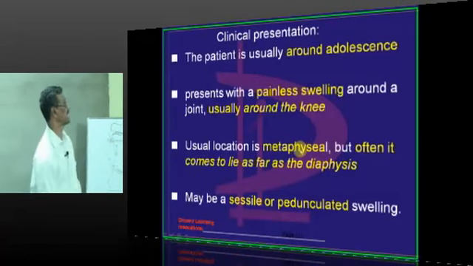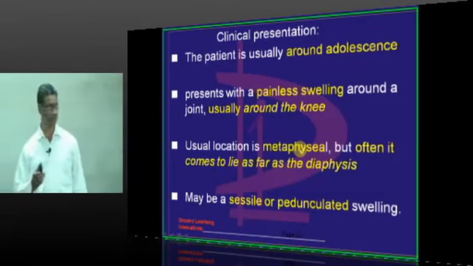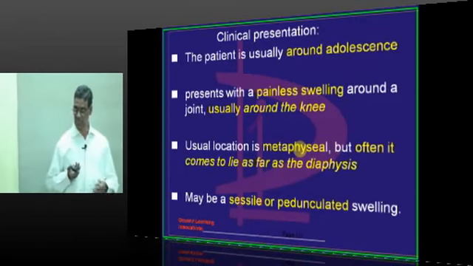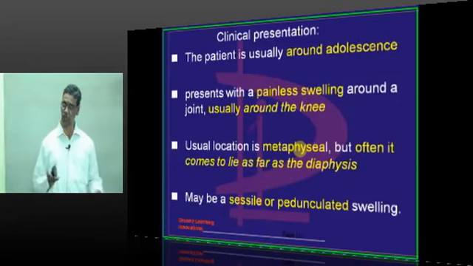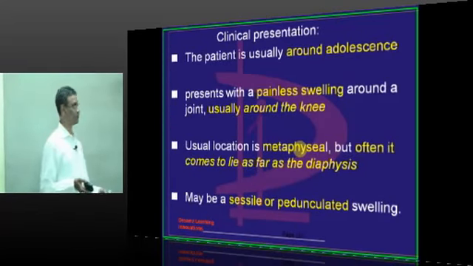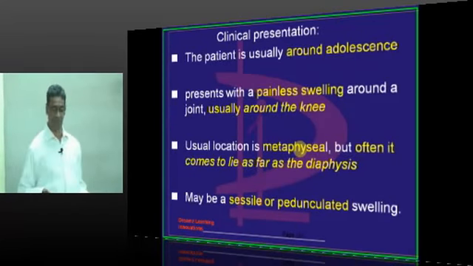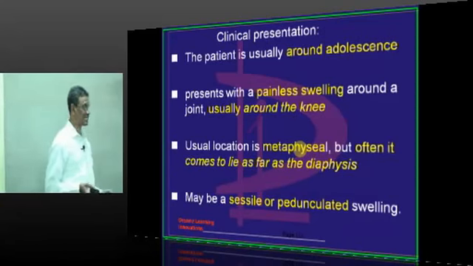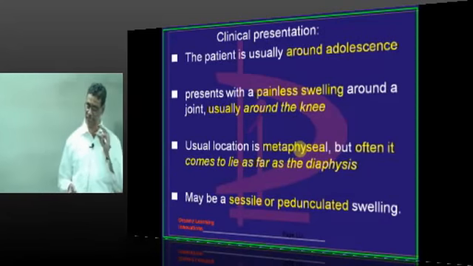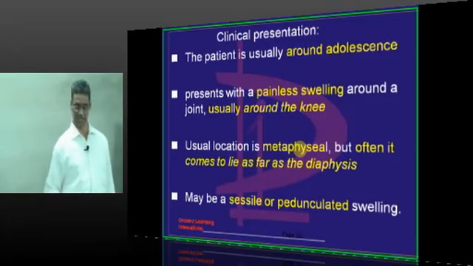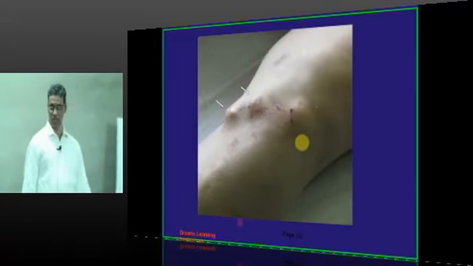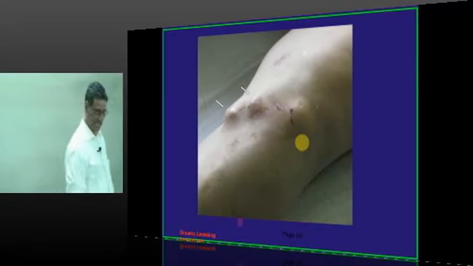The clinical presentation is around the adolescents, painless swelling, usually around the knee. The other areas are around the shoulder and around the wrist. Metaphyseal, but often it extends as far as the diaphysis. Sessile or pedunculated. They may have a pedicle or may not have a pedicle. That is sessile. So this is a sessile one. I told you, this example is a sessile one.